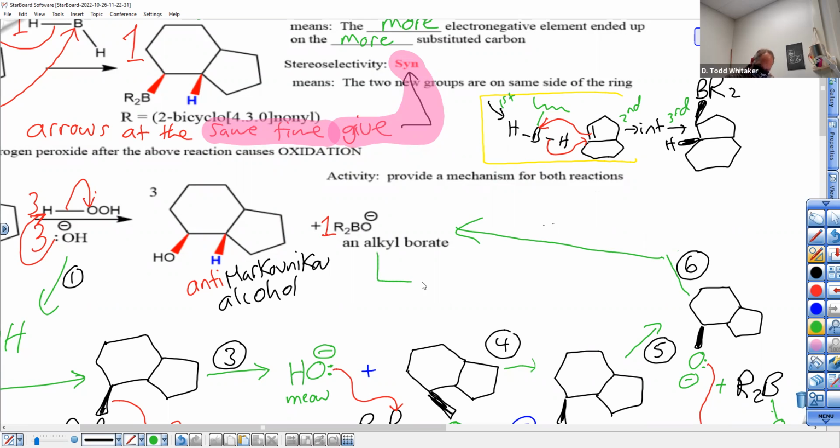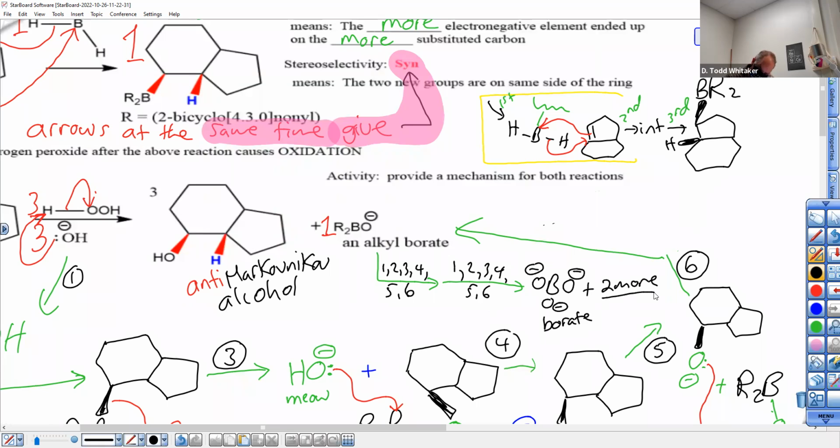And just if you're curious, you don't need this on your quiz at all. You repeat 1, 2, 3, 4, 5, and 6, and then you repeat them again. And you get B, O, O, O, which is called borate, plus 2 more alcohols, ROH, right?